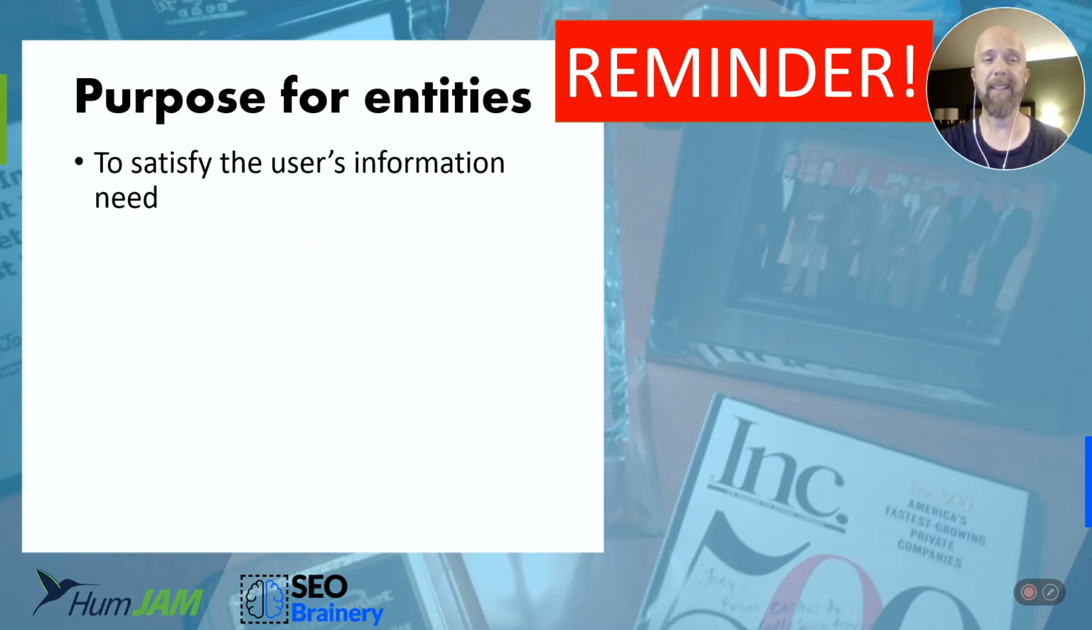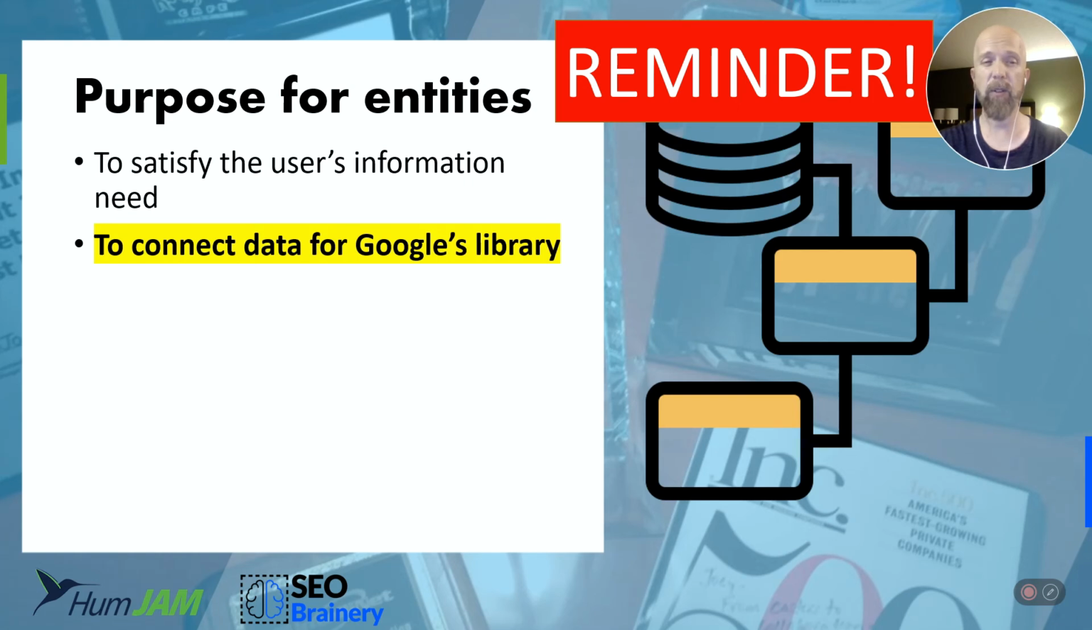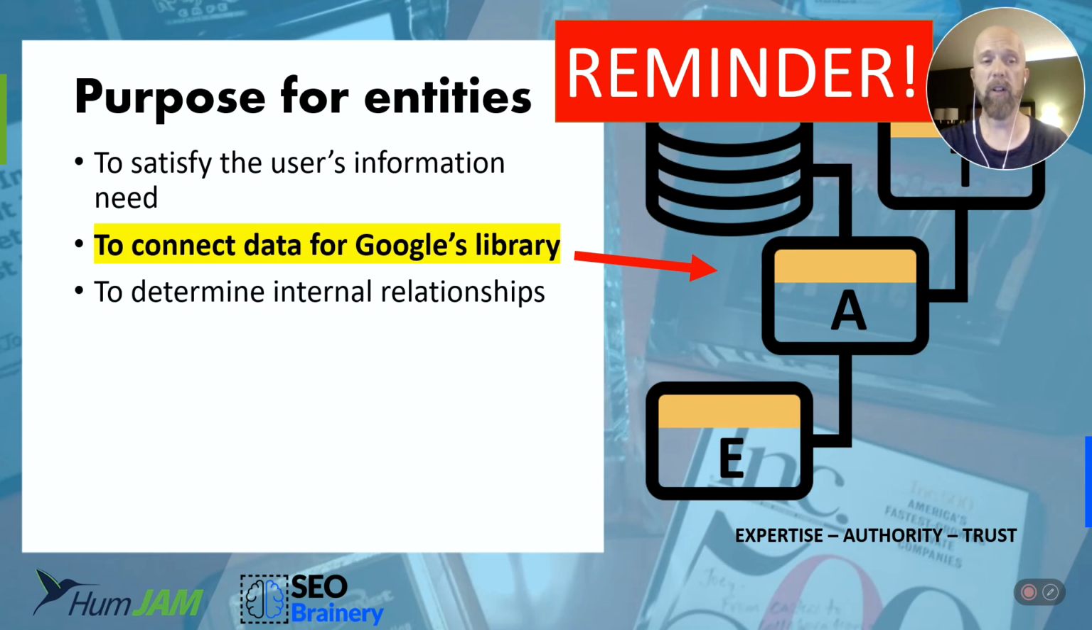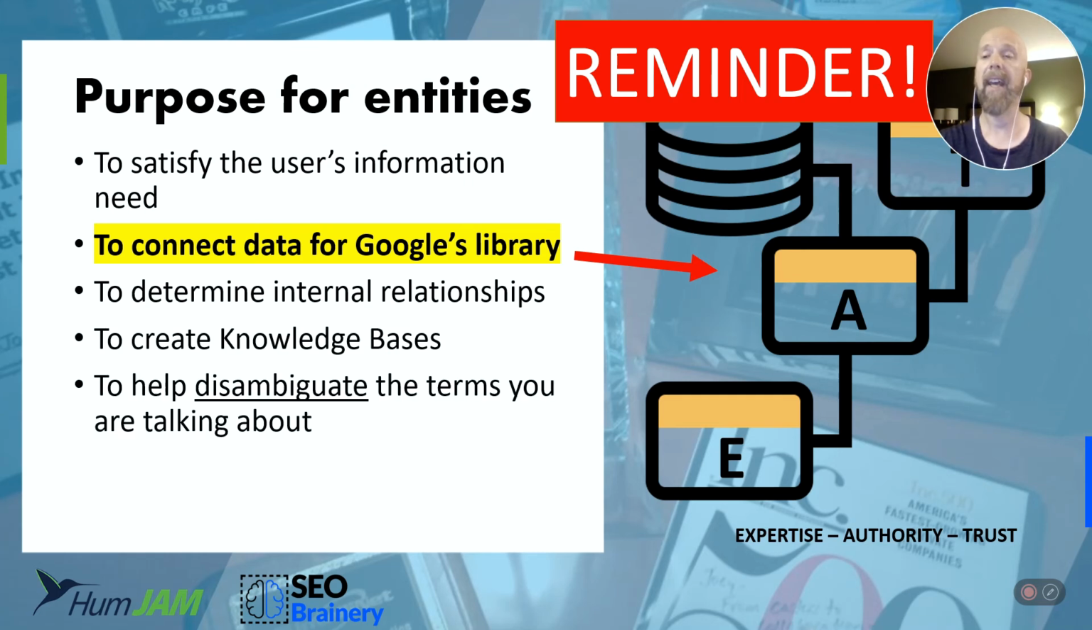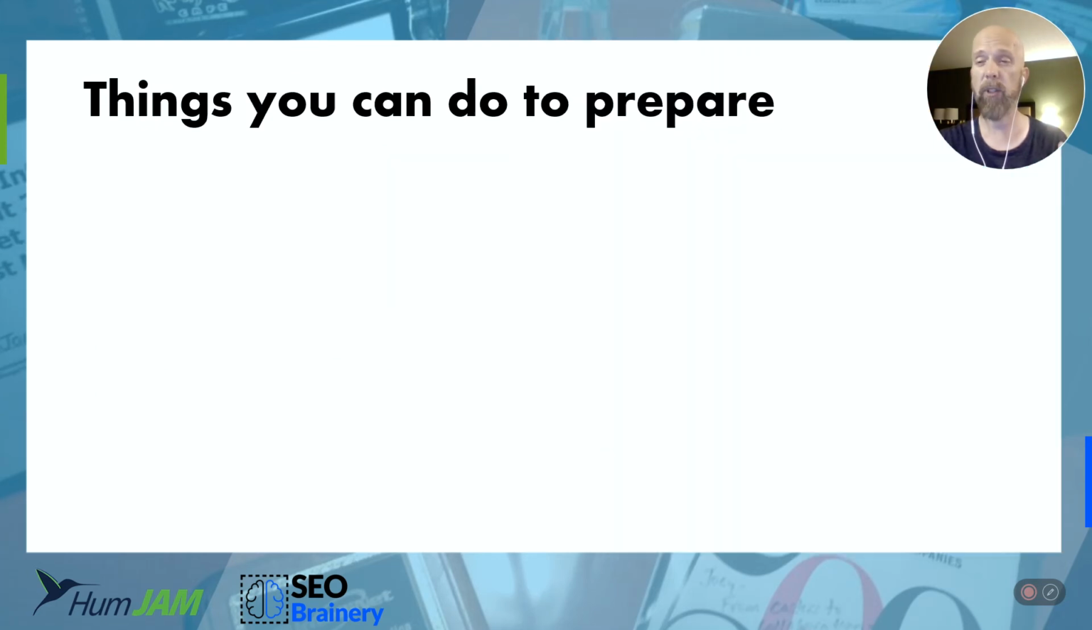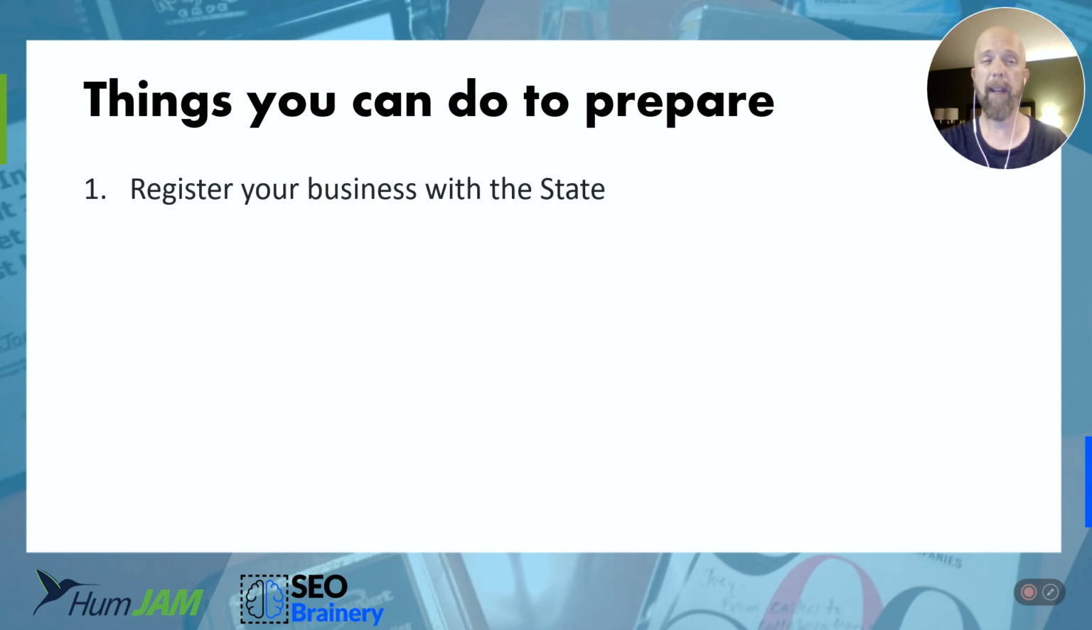The purpose for entities is to not only satisfy the user's information, but to connect this Google data library. I keep mentioning expertise, authority, and trust. That's why you want to make sure all this is together, and to determine those internal relationships, of course, the knowledge bases, and disambiguating the terms. So whether you're Alpine, stereo, you know, that kind of thing, that's why you want to do this, and help machines process the data. So here's some things that you can do to prepare.